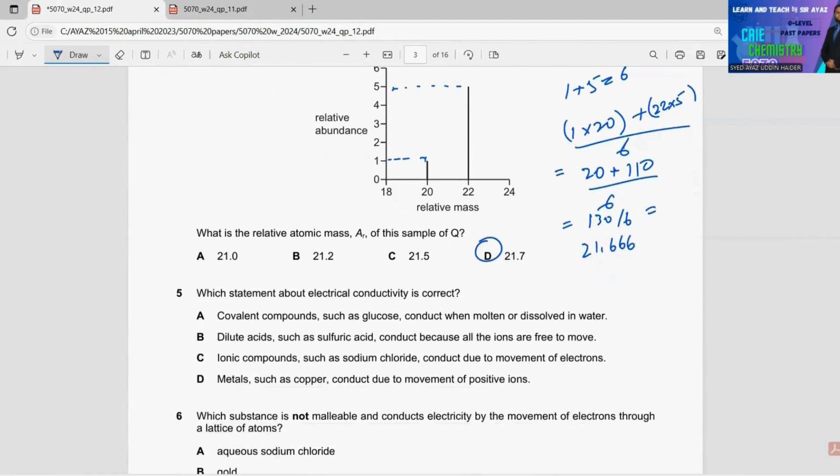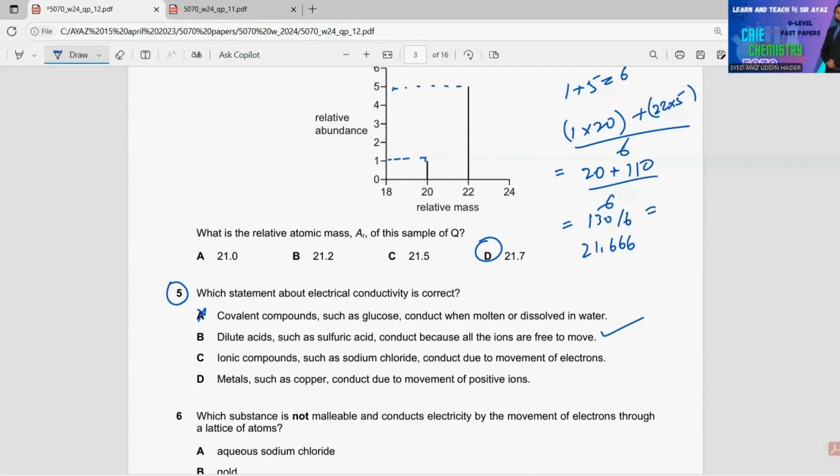Moving to the next MCQ, which is number 5. Which statement about electrical conductivity is correct? A: covalent compounds such as glucose conduct when molten or dissolved in water. This is incorrect. Glucose does not conduct electricity. B: dilute acids such as sulfuric acid conduct because all the ions are free to move. This statement looks correct to me because of the conduction of electricity due to the presence of these ions in aqueous sulfuric acid. What about C?